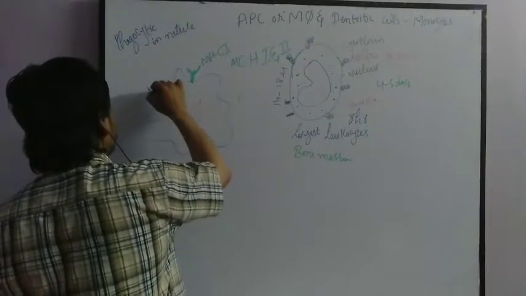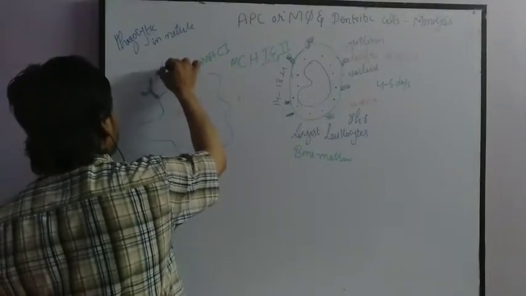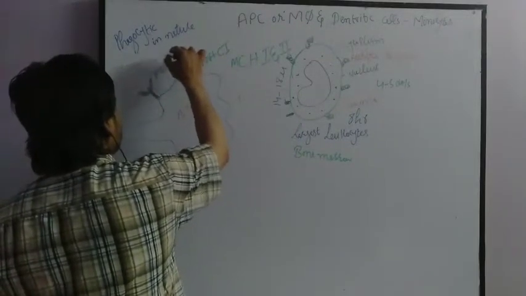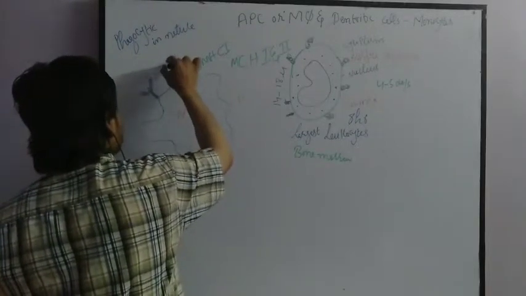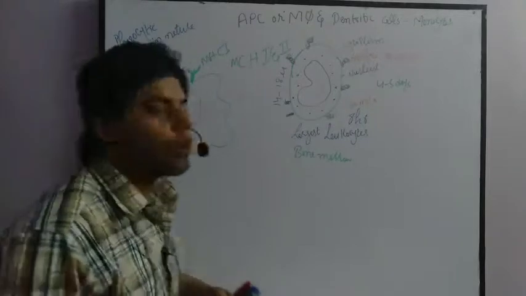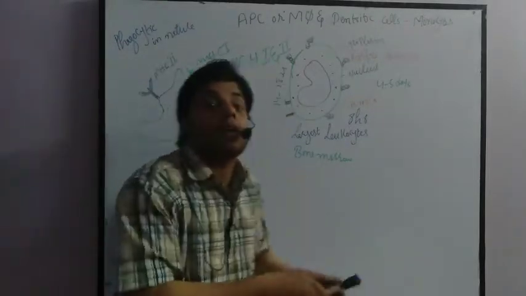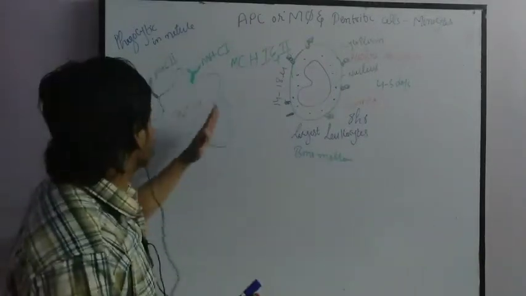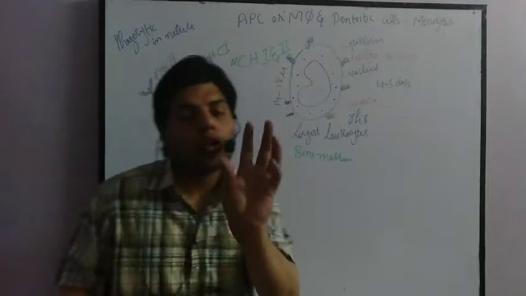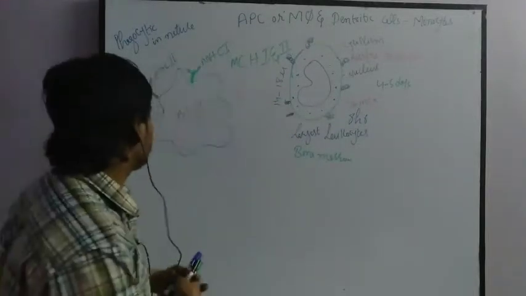So this is the MHC2. Now this MHC2 is not always present. This MHC2 will be synthesized when the pathogen is converted into small fragments. Then this MHC2 will be synthesized, because here the pathogens are presented on these MHC2 molecules.